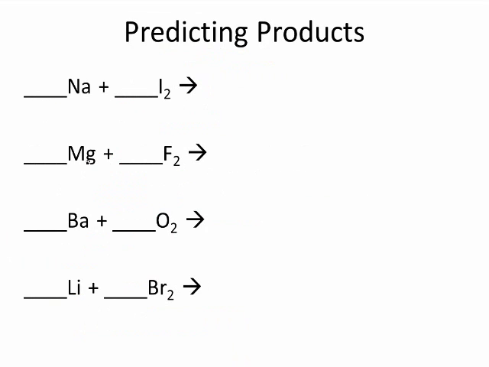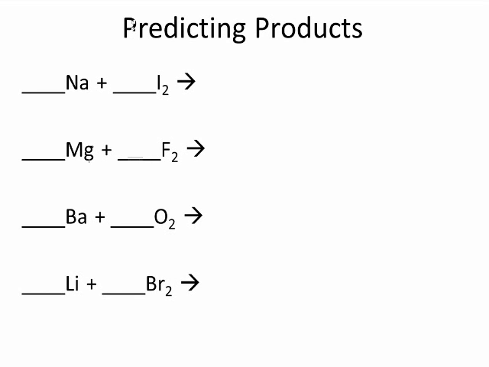Okay, so now we're going to predict products using the different types of reaction. Now since these two are coming together, we know that this is a synthesis or a combination reaction. In fact, all of these on this one page are synthesis or combination reactions. We've done stuff like this before. Now what you have to be aware of, you cannot just add these two together and do that. You have to look at the charges first.